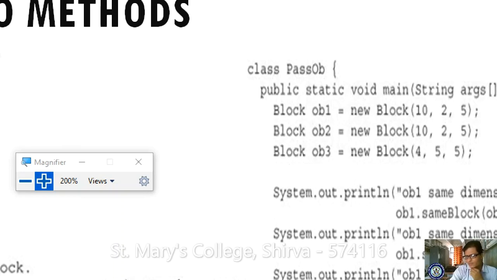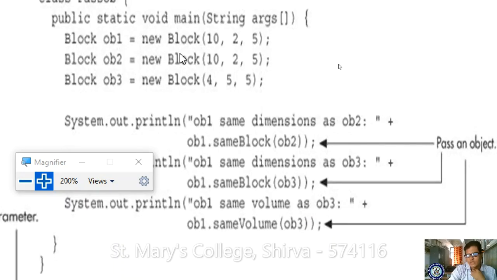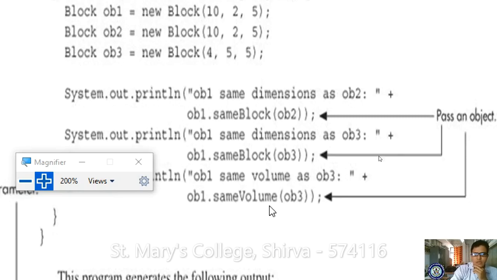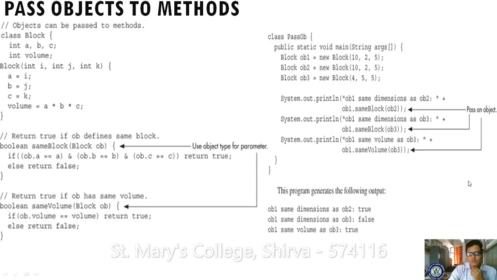Is it 100? 5 tens is 50, 5 fours is 20, so 100. It is the same, right? So here it will return true. Got it? So likewise you supply. Object 1 is the same block as object 2, and object 1 same block as object 3 is false, and object 1 same volume as object 3 is true. Okay, this question has been asked, please make a note. You are supposed to write this program.